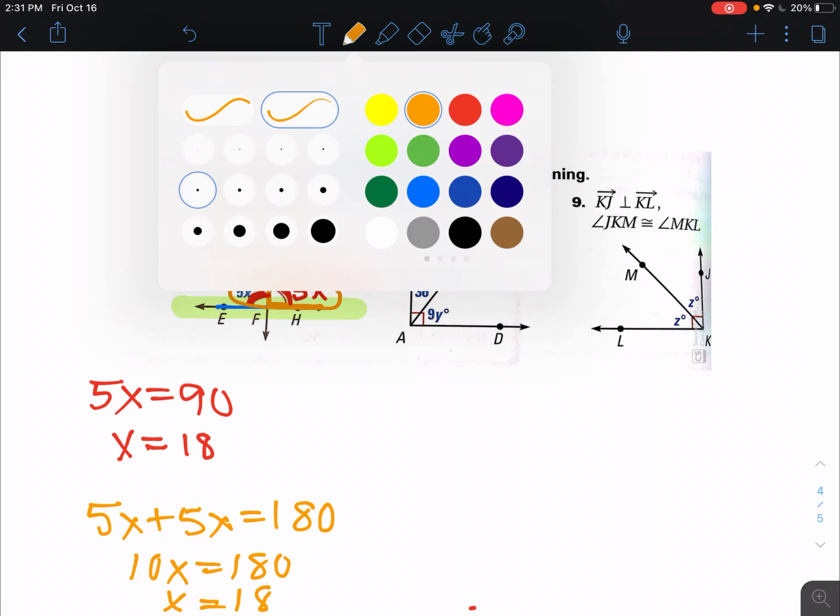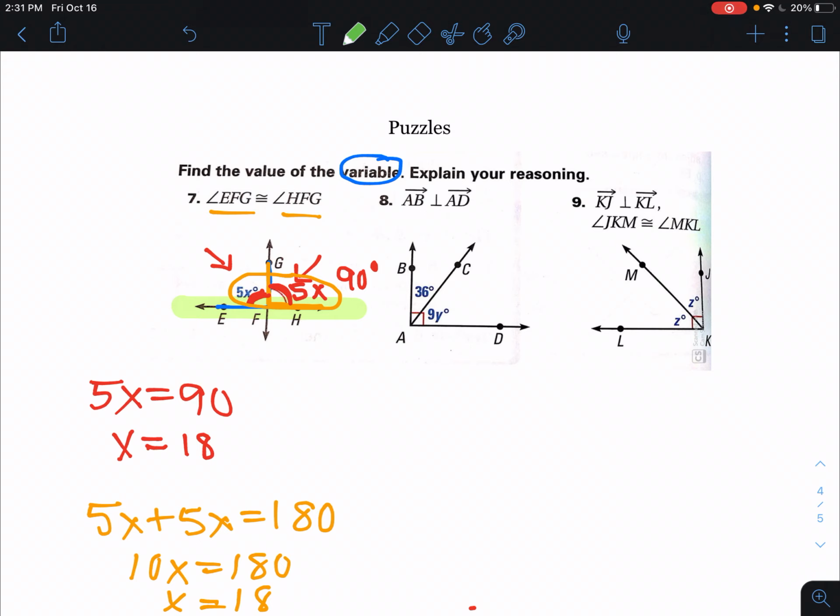All right, the next one. We have ray AB is perpendicular to ray AD. Perpendicular, meaning they meet at a 90-degree angle. All right, what can we do with this? Let's establish what we know. If these rays meet at 90 degrees, that means that together the angles add up to 90 degrees. This is a lot like angle addition postulate. If AB and AD are perpendicular, that means that these two angles add up to 90.